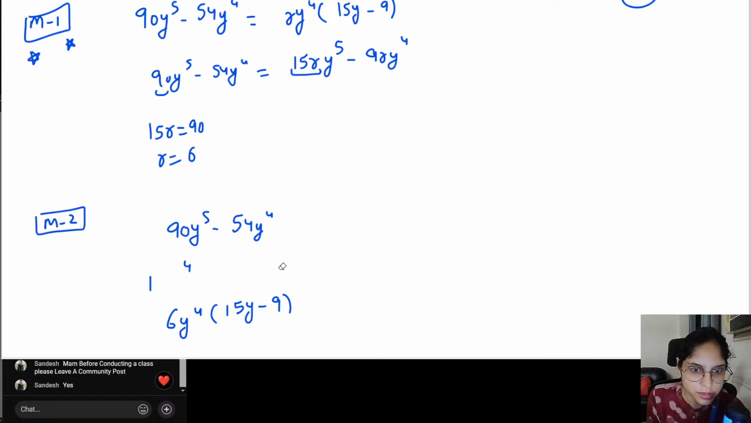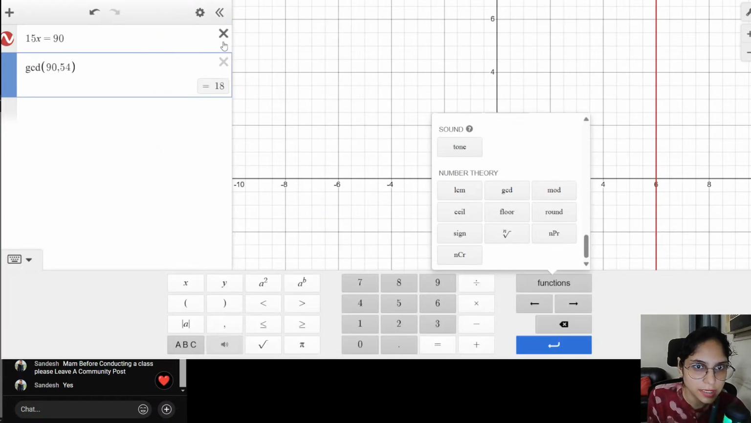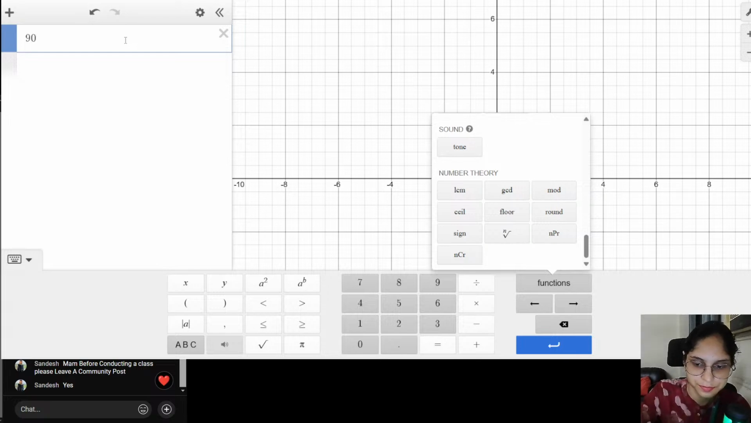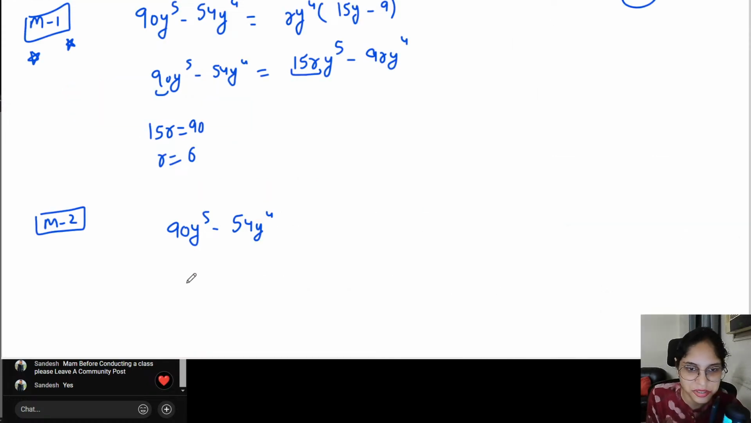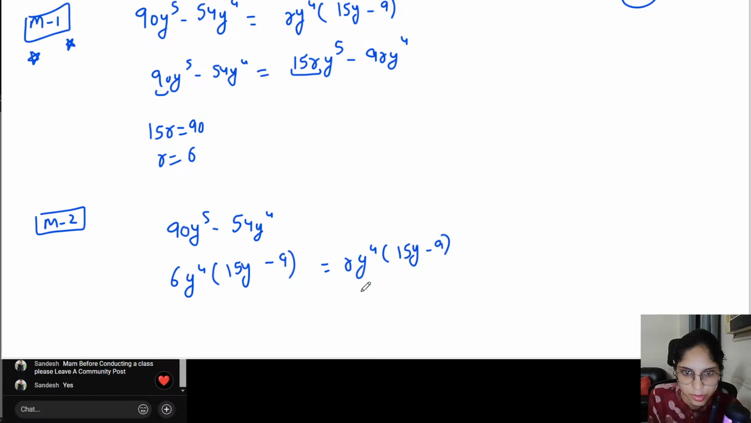So now how you can do this? You know, you want 15 inside. So you just do 90 divided by 15. That means 6 has to go outside. That is how you will get 15 and you will get 9. Because 54 divided by 9 is 6, 90 divided by 15 is 6. Okay? So r is equal to 6. I prefer the first method.